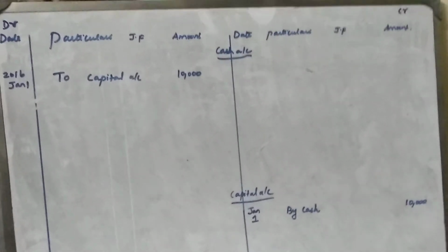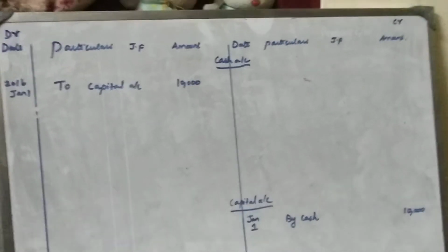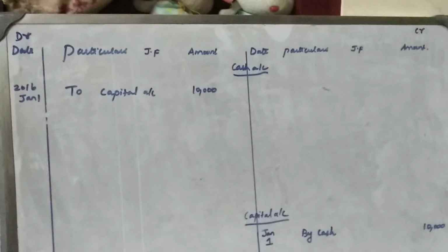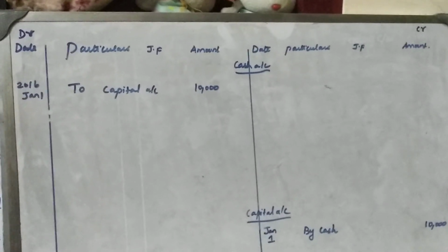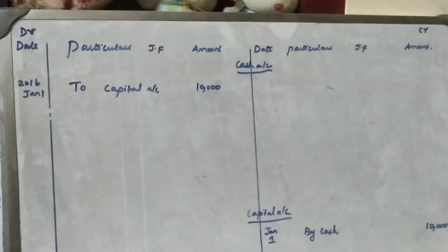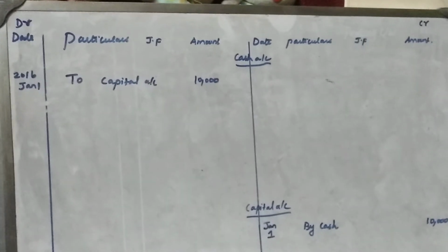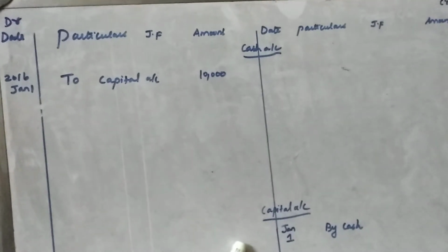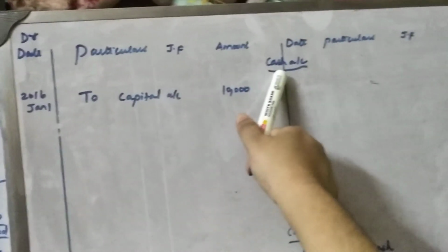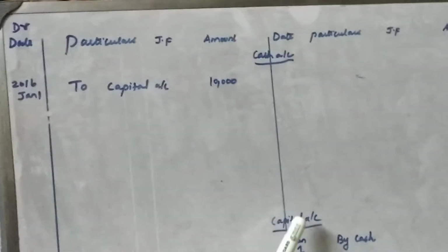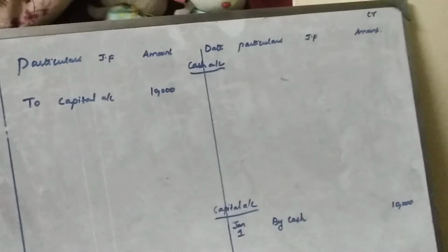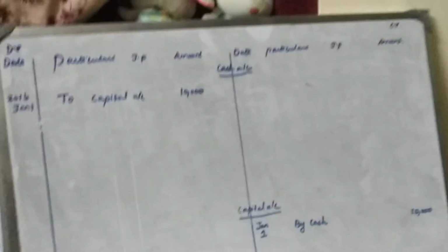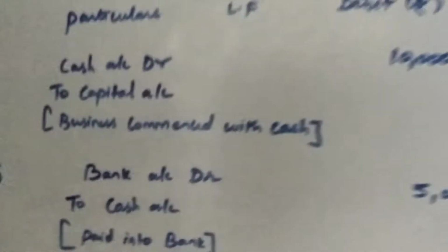Able to understand? Now our first entry we have posted in these two accounts. What is the entry? Cash account debtor to capital. That entry will be posted in two places, one in cash account and the other one in the capital account. For cash it will be to capital. For capital it will be by cash. The amount is the same, 10,000. First entry is over.